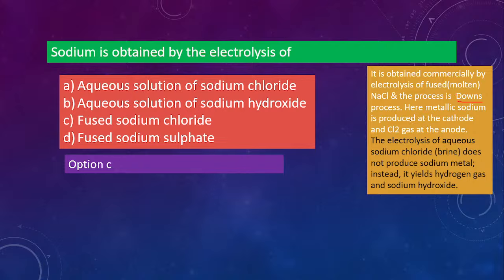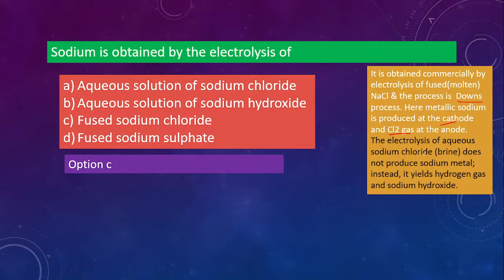Here metallic sodium is produced at the cathode and chlorine gas is produced at the anode. Remember this, Downs process is also important. Metallic sodium is produced at the cathode, and chlorine gas at the anode. The electrolytic solution is sodium chloride. Aqueous sodium chloride cannot be used; it is used as an electrolytic solution called brine solution. This does not produce sodium metal. Instead, it yields hydrogen gas and sodium hydroxide.